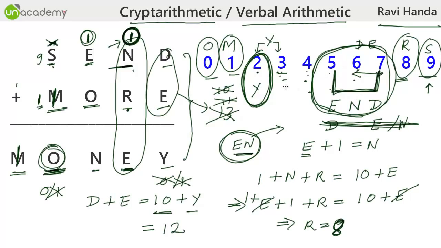So now I have all the necessary values which were required in the equation. O is 0, M is 1, 2 is Y, 3 and 4 do not occur in the equation, 5 is E, 6 is N, 7 is D. So if you realize, this is very much like a logical mapping puzzle, something like a Sudoku where you have to fit in possible digits in possible location. So if you want to get good at this, obviously you should practice more questions on arithmetic, or you can also practice some Sudoku. I'm sure that will help you to improve.